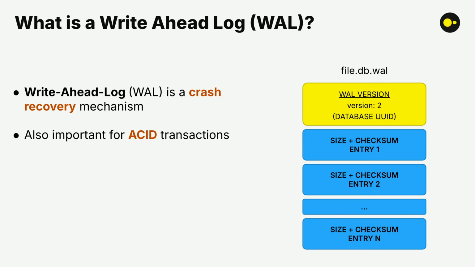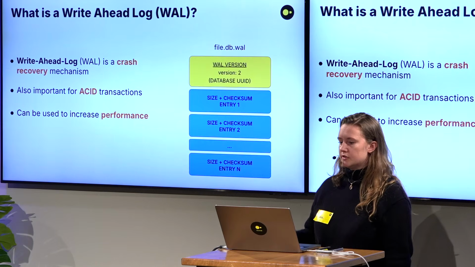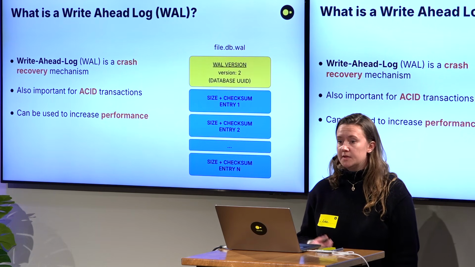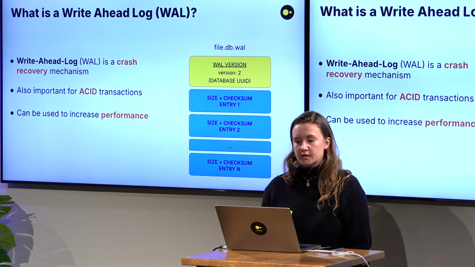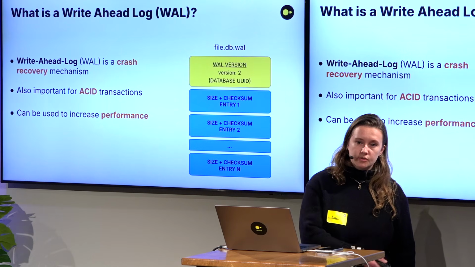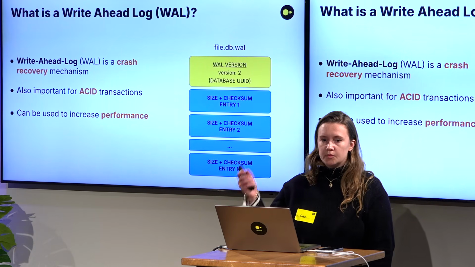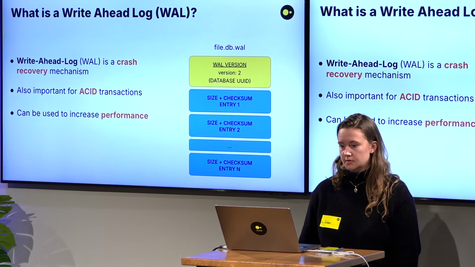It's also important for ACID transactions. ACID means atomicity, consistency, isolation, and durability. And it can be used by some database systems to increase performance. In DuckDB, a WAL looks like this. So you first have some metadata indicating the WAL version. Then you have the database identifier to figure out if the WAL actually belongs to the database file that you're reading. And then it stores everything per entry, so per change that you make to the database.